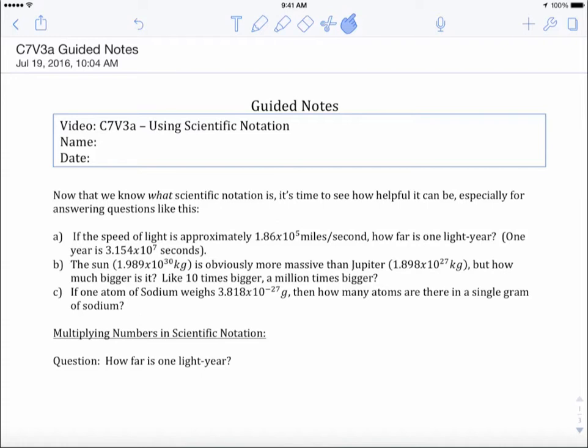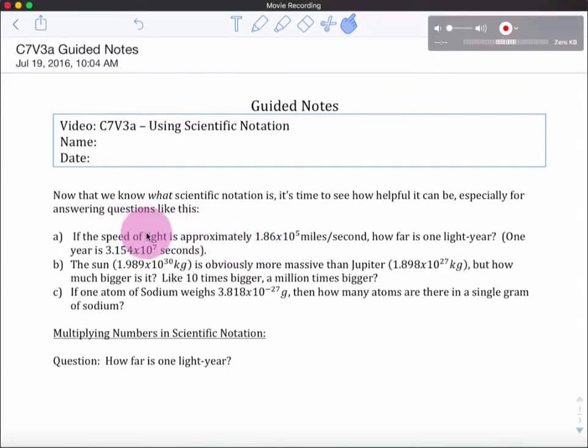All right, so now that we know what scientific notation is, we know how to write numbers in scientific notation and transform back and forth between scientific notation and standard notation, let's use this scientific notation to our advantage. And it will be really helpful when answering questions kind of like these.